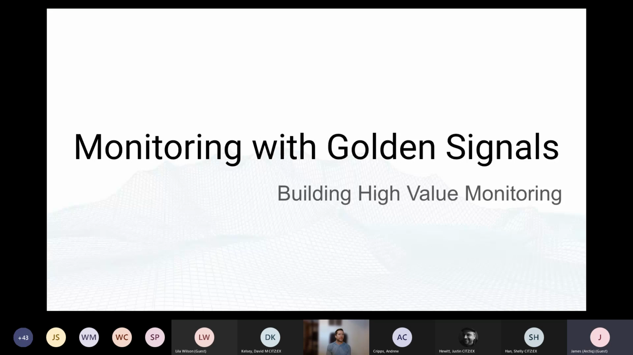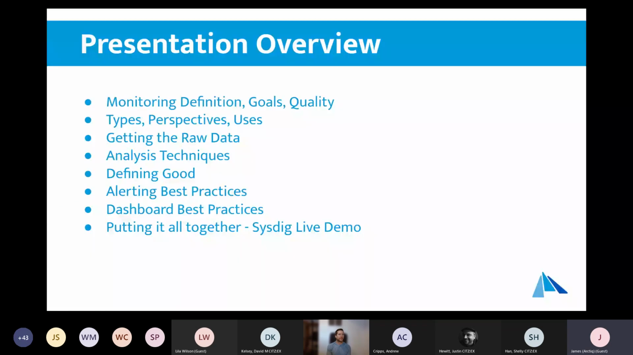So for this presentation, I'm going to do a quick definition of what monitoring is as far as we're talking about it here, why we do it, how do we measure quality. I'm going to talk about some types, some perspectives, and different uses of monitoring. How do we get raw data for monitoring and some of the analysis techniques we can use on that raw data. I'm going to talk about what does it mean to define good for your service so that you can wrap your monitoring around that definition, some best practices around alerting and dashboards, and then go over a Sysdig live demo about putting some of these to practice live.